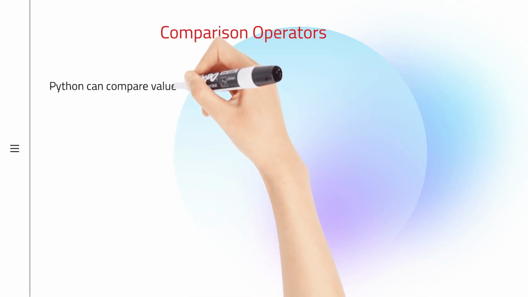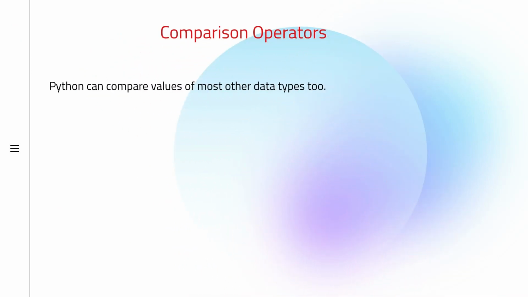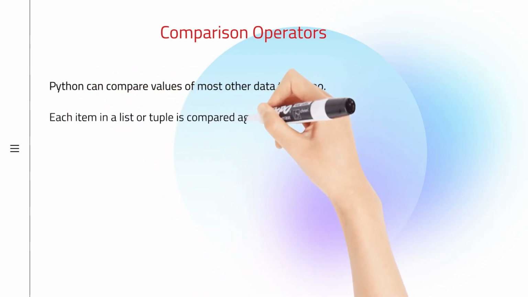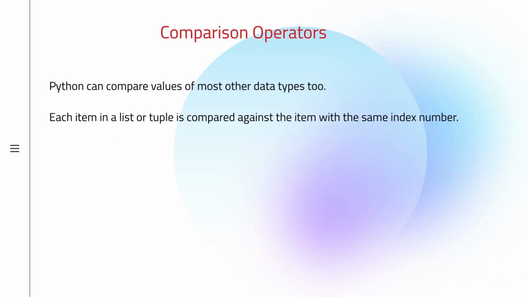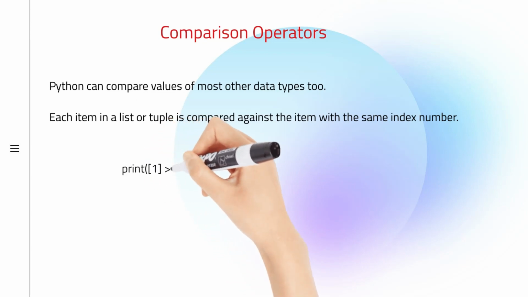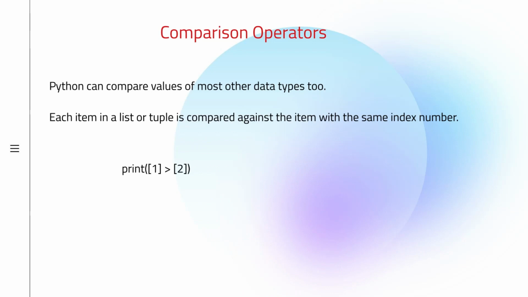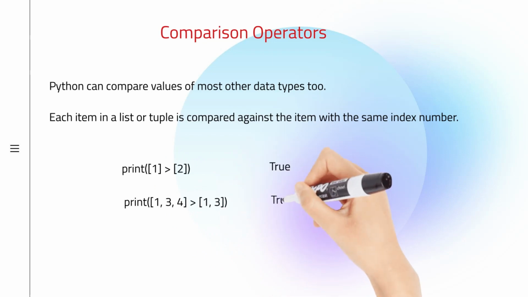We can compare other data types too, such as lists and tuples. Each item in a list or tuple is compared against the item with the same index number in the other list or tuple. For example, when a list with value 1 is compared against a list with value 2, it returns true as index of 1 is greater than index of 2. Also, lists and tuples are compared by length. Here the first list has 3 values whereas the second list has 2 values, so it will return true.